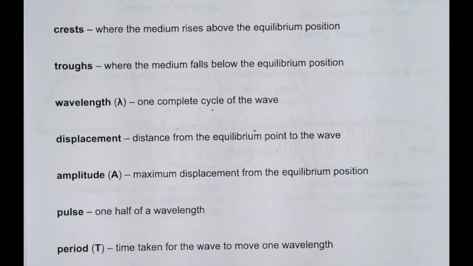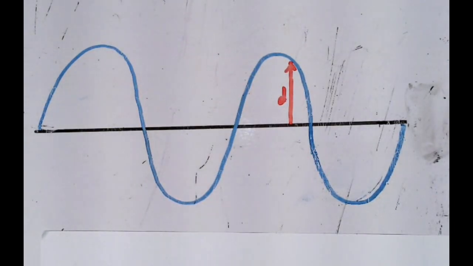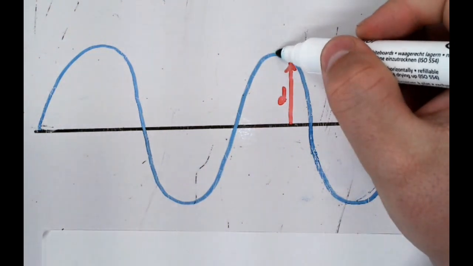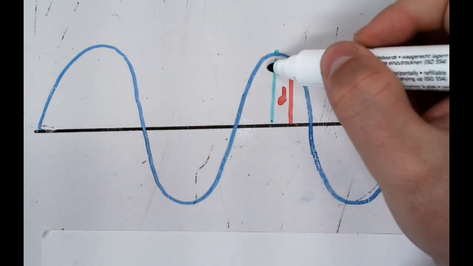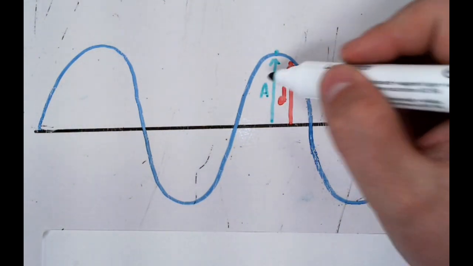What the amplitude is, it's the maximum displacement from the equilibrium position. So if it's the maximum displacement from the equilibrium position, that means it's going to be at the very peak of your crest. That's the furthest away you're going to get from your equilibrium position. And that you're going to call the amplitude.